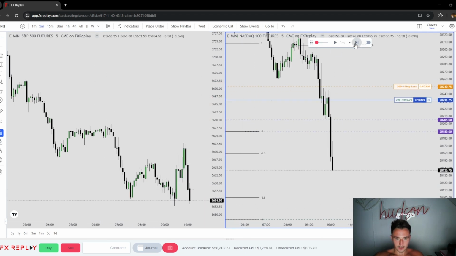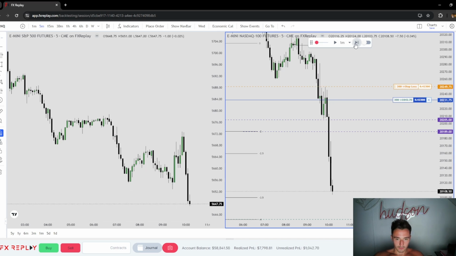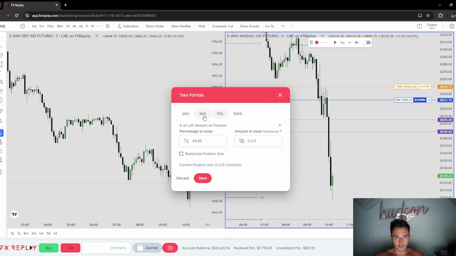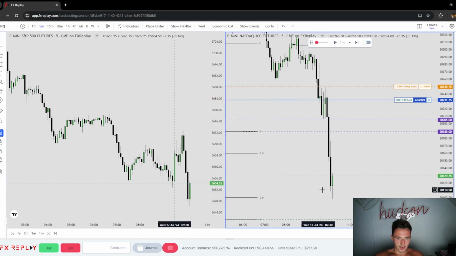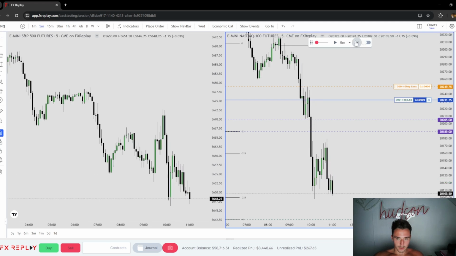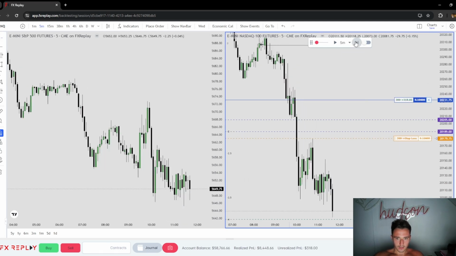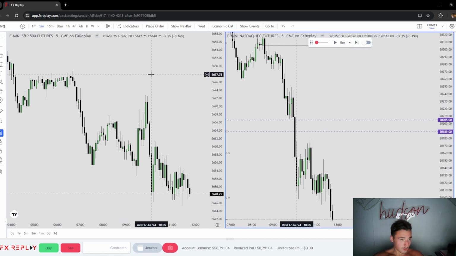3.5 is next. Holy fuck, 3.5 was hit. I didn't really... We'll close 75% there, and then see if we get to -4. Right, we'll move our stop down here now. Boom. Wow. Okay, so we actually did deliver well lower.